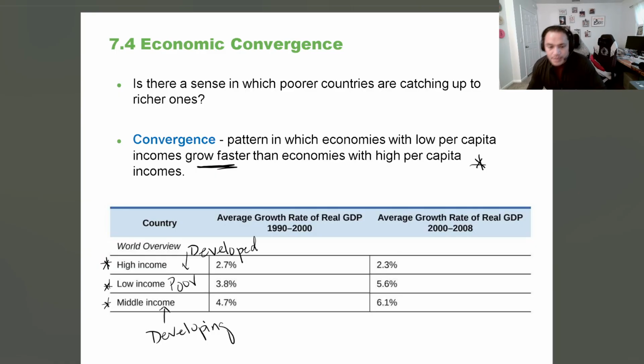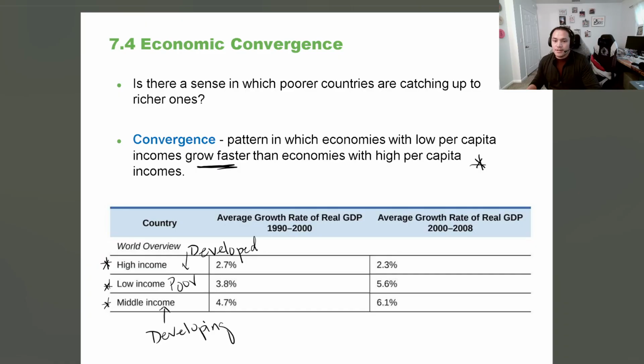And so what we can see here is that we have two different, close to 10-year periods, and we're looking at the average growth rate between 1990 and 2000, and right up until the Great Recession with 2000 to 2008. Our high income or developed economies are growing at 2.7 and 2.3% respectively. Our low income economies are growing at 3.8 and 5.6% respectively. And our developing are experiencing the most rapid growth rates with 4.7 to 6.1%. And so if we break them broadly into these categories, we tend to see that this is true.